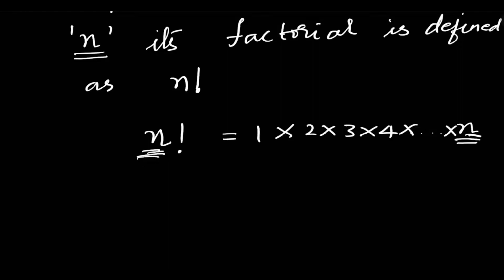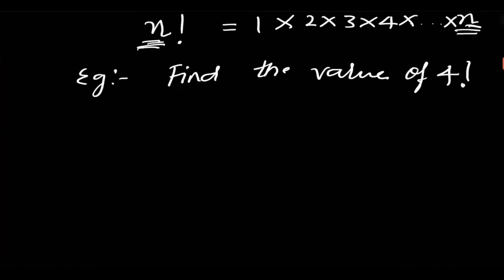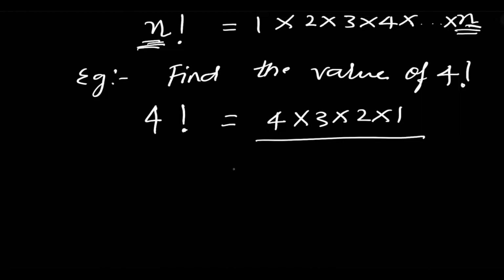Let's see an example for that. Now find the value of 4 factorial. This is the given question. Find the value of 4 factorial. What is 4 factorial? 4 factorial is nothing but 4 into 3 into 2 into 1. So how much is that? That's 24.